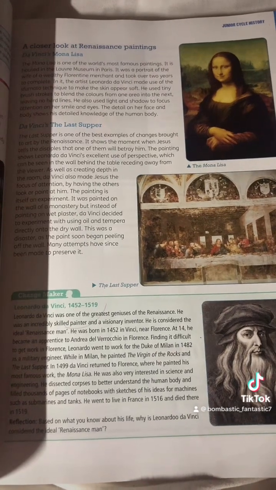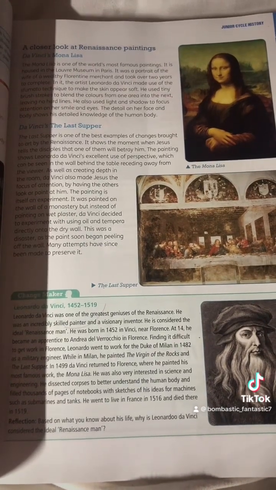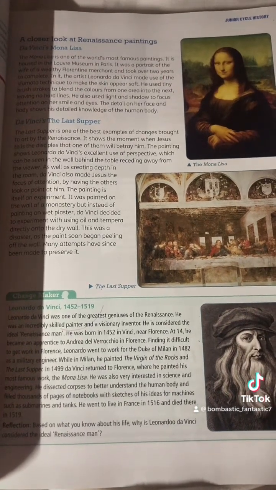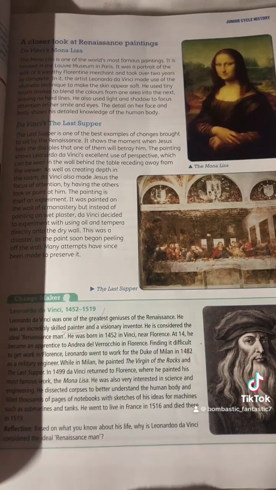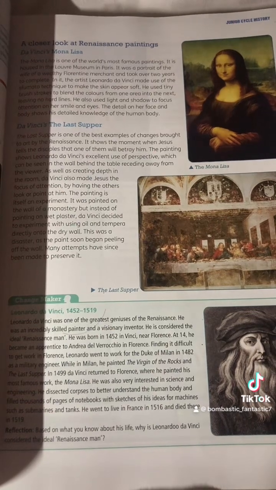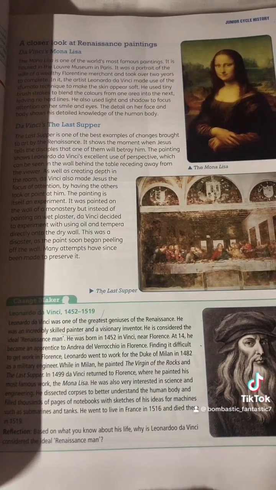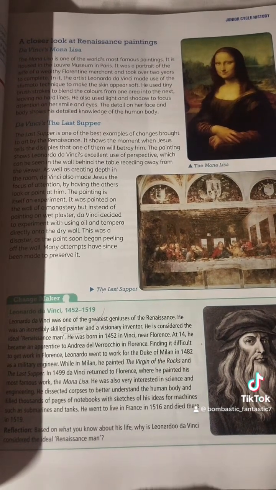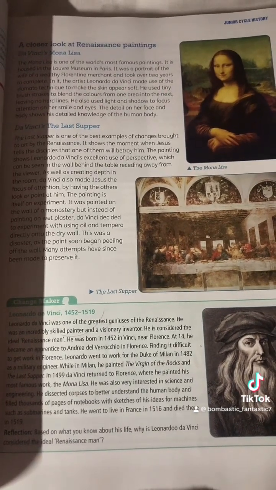The painting shows Leonardo da Vinci's excellent use of perspective, which can be seen in the wall behind the table moving away from the viewer, as well as creating depth in the room. Da Vinci also made Jesus the focus of attention by having the others look or point at him.